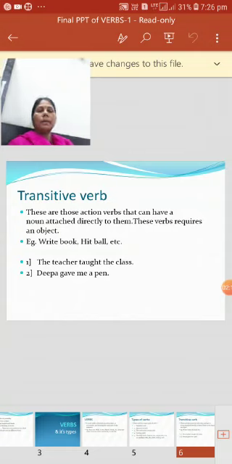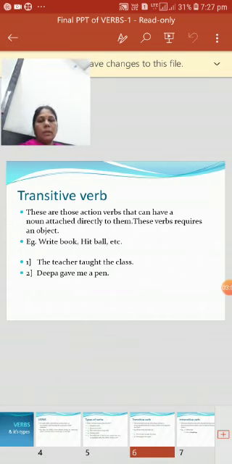For example, see the sentence examples. The teacher taught the class. Teacher is the noun. Taught is the action verb. So the noun is directly attached to the verb. Second, Deepa gave me a pen. Here Deepa is a noun, but it is not directly attached to the verb, but pen is an object. Understood? Is it clear that these are those action verbs that can have a noun attached directly to them? These verbs require an object. Okay, we will go to the next slide.